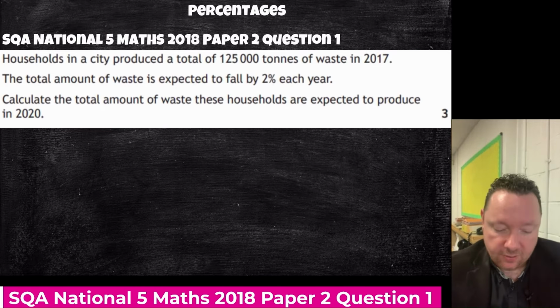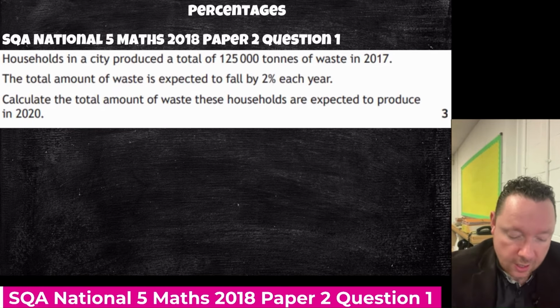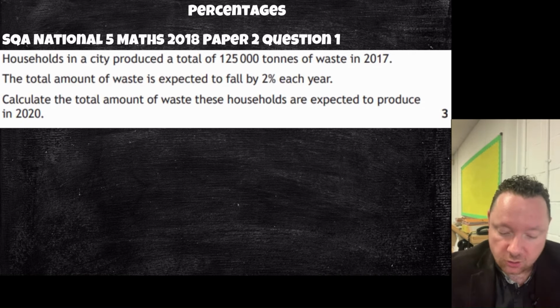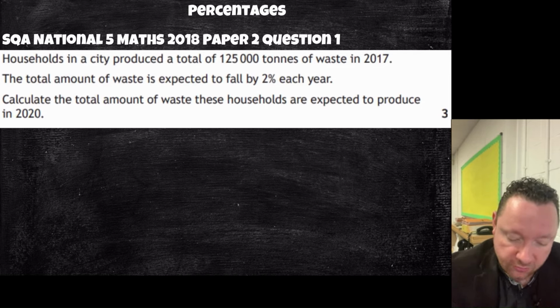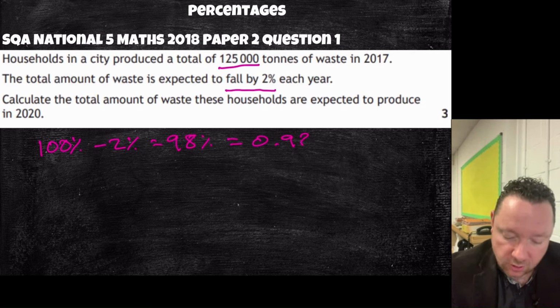SQA National 5 Maths 2018 Paper 2 Question 1. Households in a city produced a total of 125,000 tonnes of waste in 2017. The total amount of waste is to fall by 2%. So there's our two numbers to start with. What is the total amount of waste expected to produce in 2020? So let's start off with the percent again. It's fallen, so it's 100% minus 2%, which is 98%, which is 0.98. There's our multiplier.